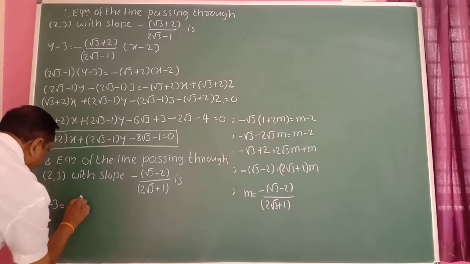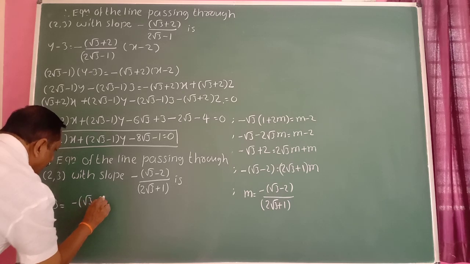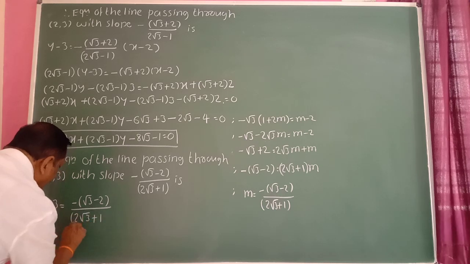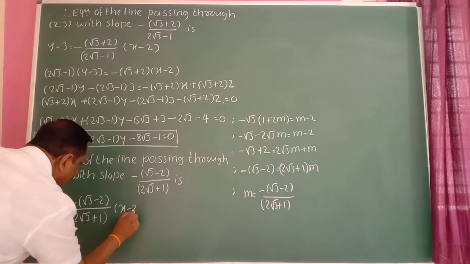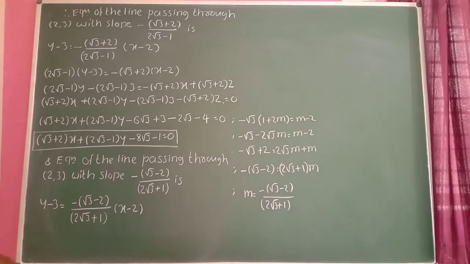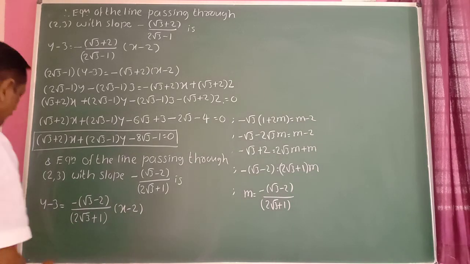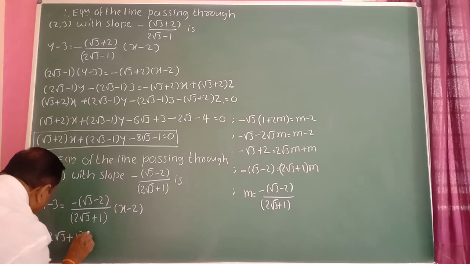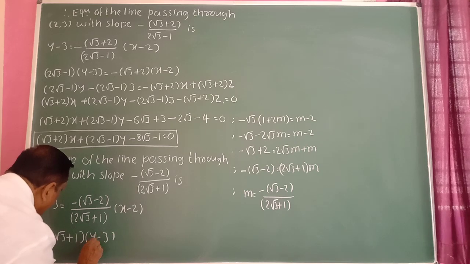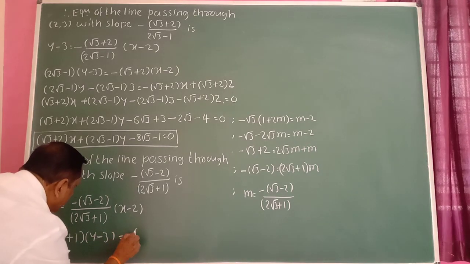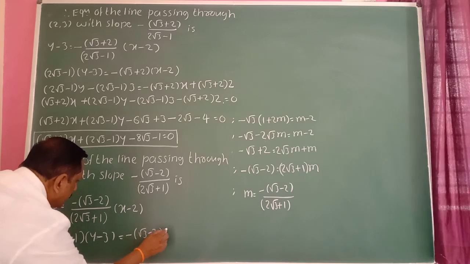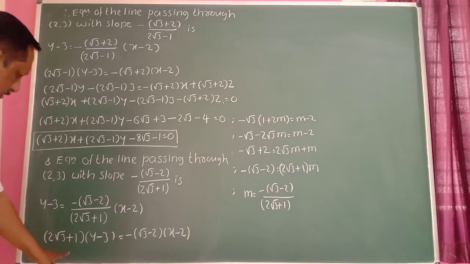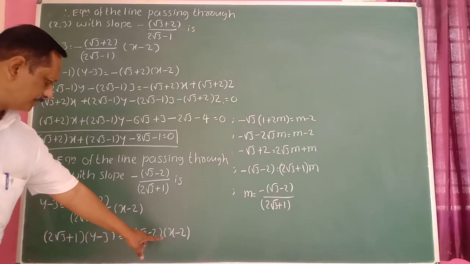is equal to minus of (root 3 minus 2) divided by (2 root 3 plus 1) into (x minus 2). Again take 2 root 3 plus 1 to this side. So therefore (2 root 3 plus 1) into (y minus 3) is equal to minus of (root 3 minus 2) into (x minus 2). Take this term inside the bracket and this term inside this bracket.